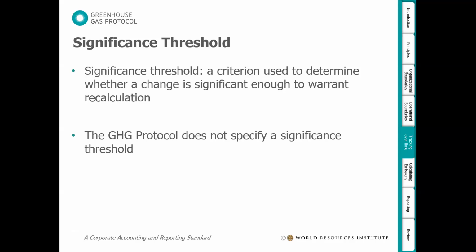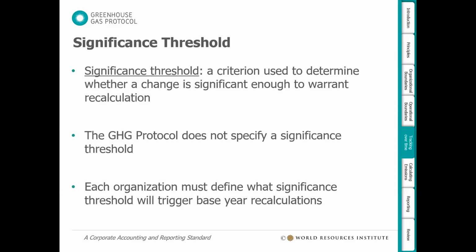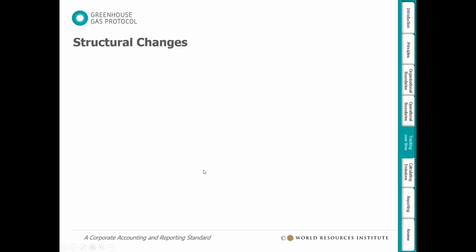So again, the corporate standard doesn't actually require or recommend a specific threshold. Instead, what we find is that the corporate standard simply requires each company to define its own threshold and then apply that threshold consistently over time. So let's get back to the issue of recalculating base year inventories for changes in organizational structures.